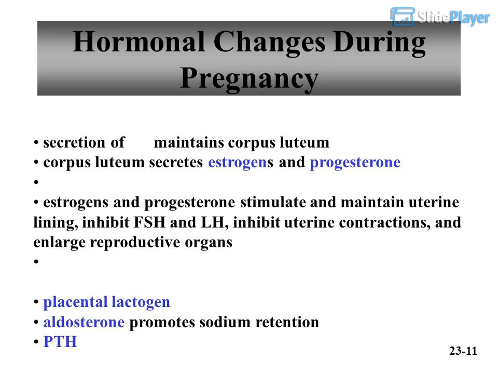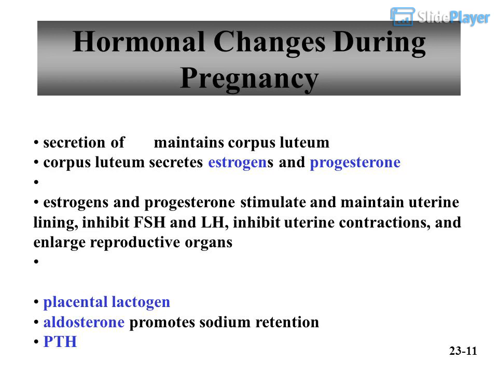Secretion of hCG maintains the corpus luteum. The corpus luteum secretes estrogens and progesterone. Estrogens and progesterone stimulate and maintain the uterine lining, inhibit FSH and LH, inhibit uterine contractions, and enlarge reproductive organs. Placental lactogen. Aldosterone promotes sodium retention. PTH.